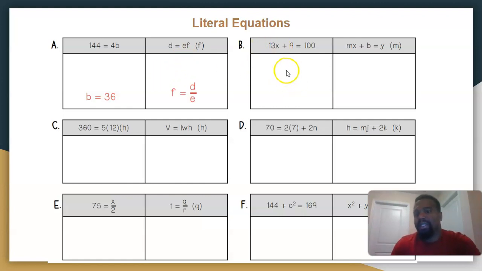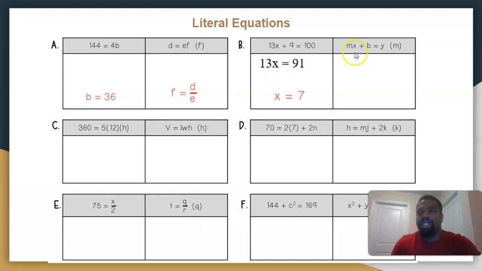For B, this is a two-step equation here on the left, and to solve for X, we subtract 9 from both sides. When we subtract 9 from both sides, it gives us 91, and then we divide both sides by 13, and X equals 7.